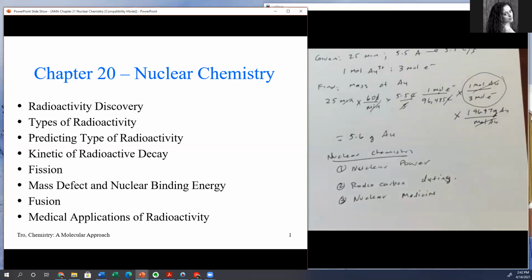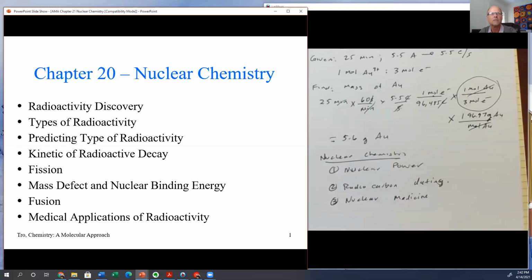Okay, so nuclear power, radiocarbon dating, nuclear medicine, still missing one big one. Nuclear weapons, right.